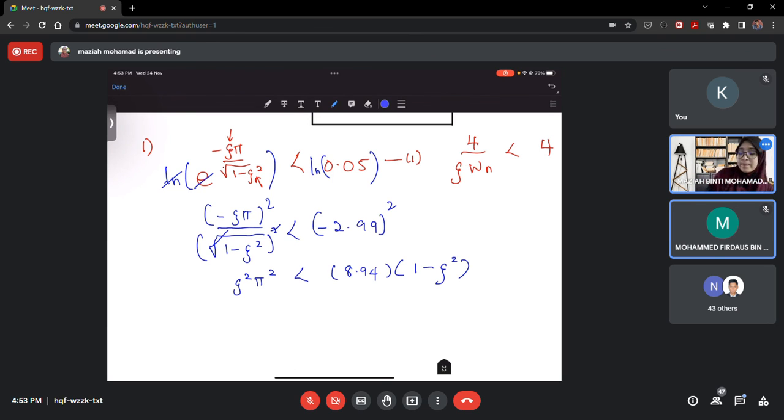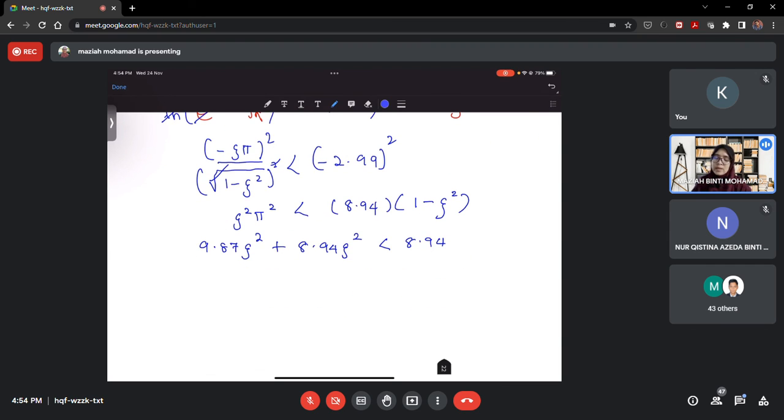Alright. So then what is pi square? 3.142 square is 9.87. So 9.87 zeta square plus 8.94 zeta square should be less than 8.94. Okay, so then you should get for zeta.